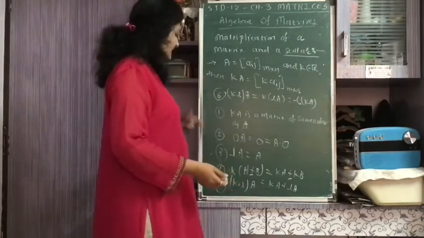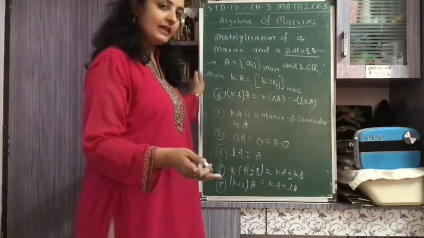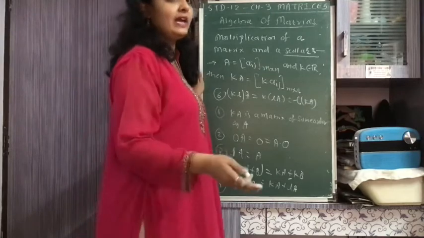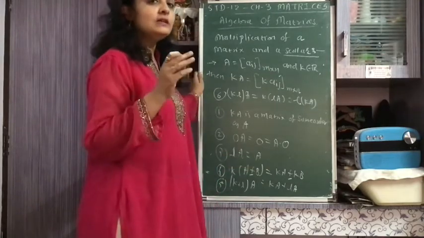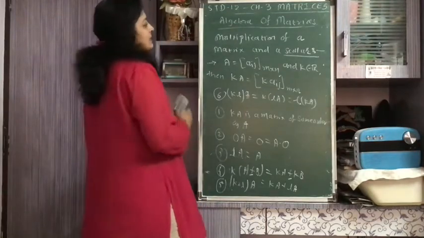So these are the 6 properties of scalar multiplication. Any matrix A multiplied with a scalar k gives kA, which will be a matrix of the same order as A. So it's quite an easy operation.